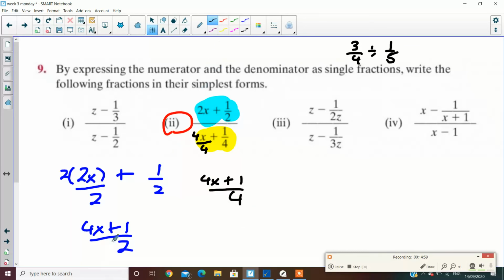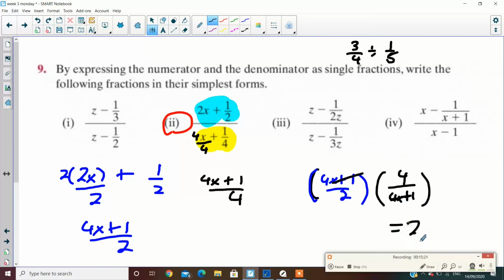The blue answer divided by the black answer. Just turn the black answer upside down. So here's the blue answer, 4x plus 1 over 2. Black answer needs to be turned upside down and multiplied, so it's going to be 4 over 4x plus 1. Then we get an answer of 2. 4 divided by 2 equals 2. You okay with that? All right, we're going to move on.